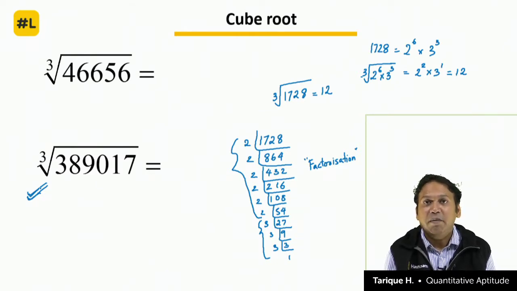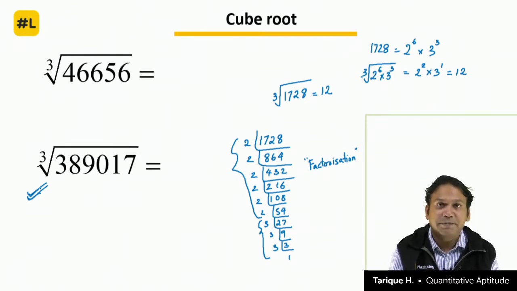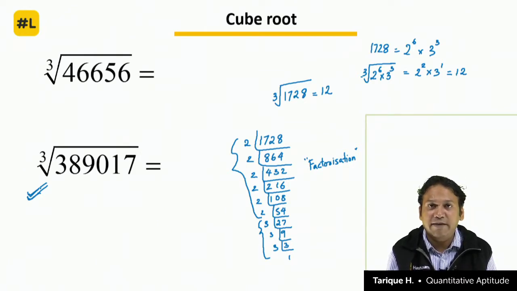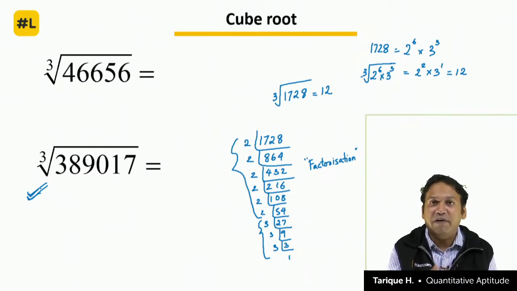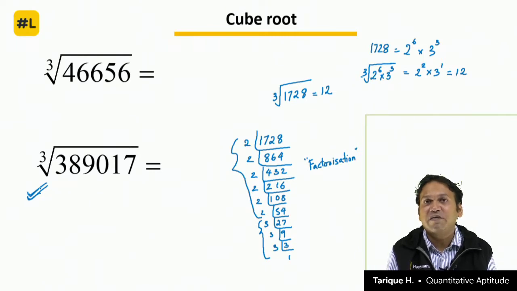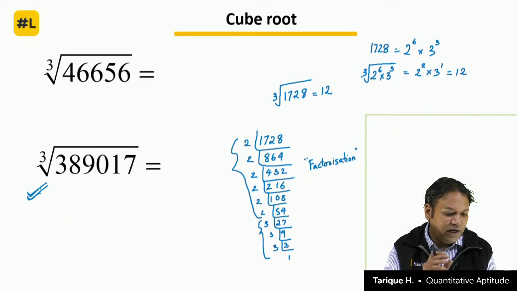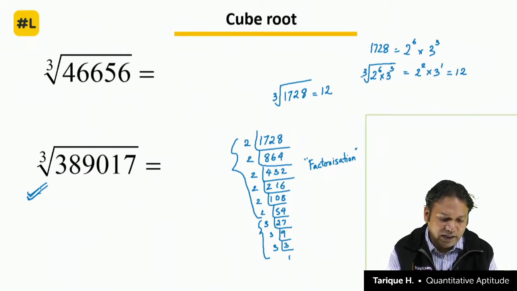389017. By which number will you divide 389017? Is it divisible by 3 or 7 or 11 or 13? Right? By the time you get to know by which number I should divide 389017 to factorize it, it will be almost 8-10 minutes. Right? So we cannot use these old techniques like factorization.